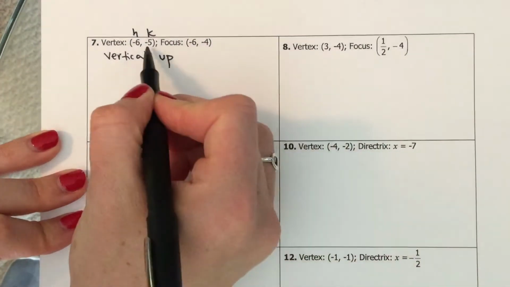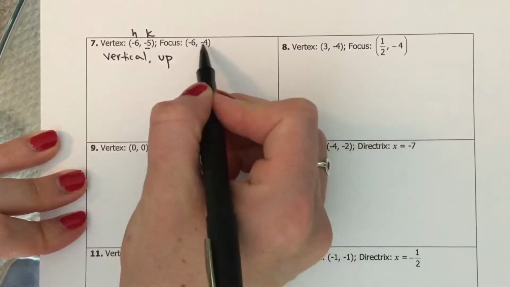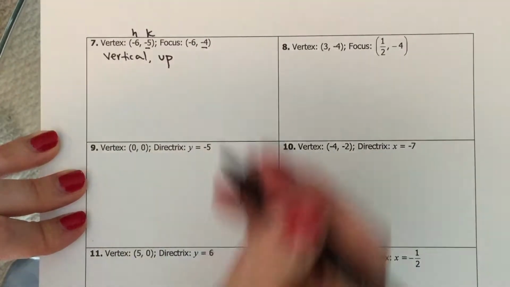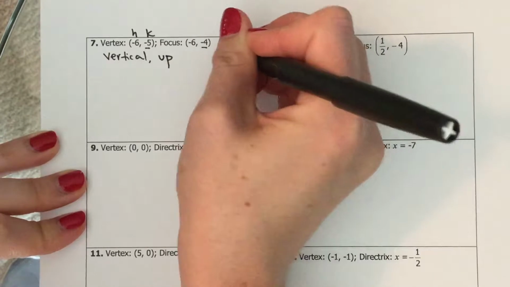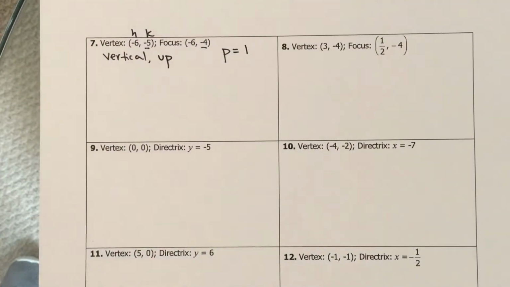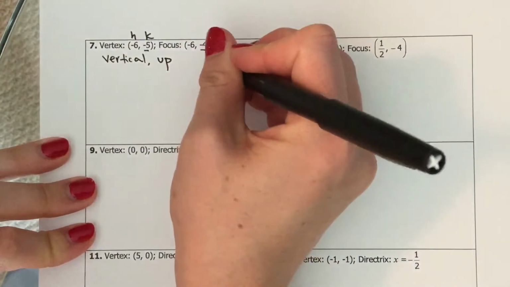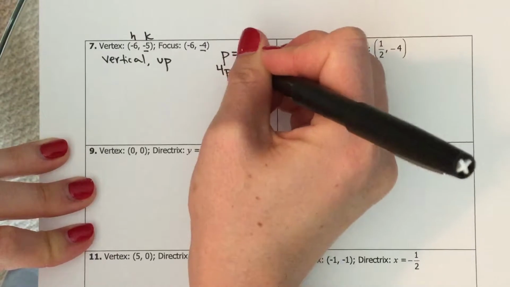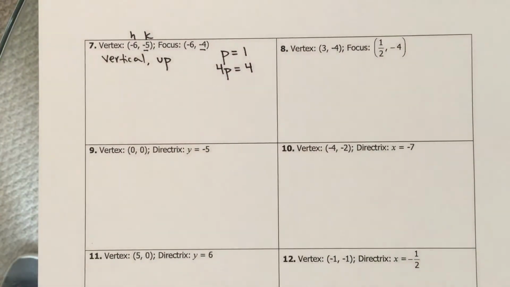Okay, so look at this distance. This is a negative 5. We go up just 1 unit. So if you go up just a single unit, then P would be a positive 1. The up makes it positive. The distance itself is where the 1 comes from. So for our equation, we need a 4P. So multiply both sides of this by 4. And that's what we end up with.